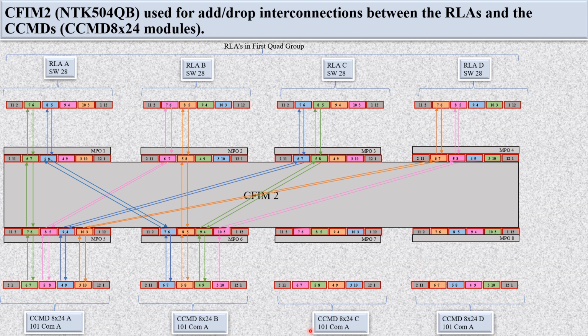Now, third, you can see the CCMD 8x24C. By this fiber pair, it is connected to RLA. By the second fiber pair, it is connected to RLAB. You can see the signal flow by this arrow. By the third fiber pair, it is going to RLAC. By the fourth fiber pair, it is going to RLAD. Now, CCMD 8x24D, by this fiber pair, it is connected to RLA.